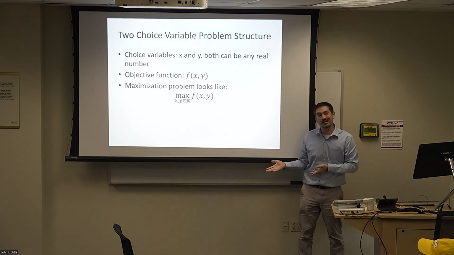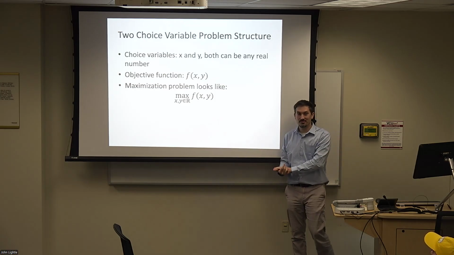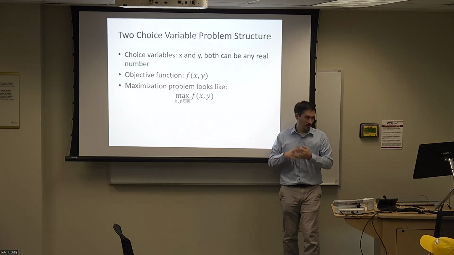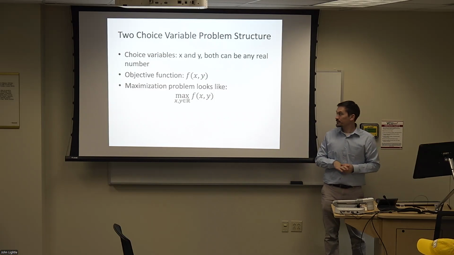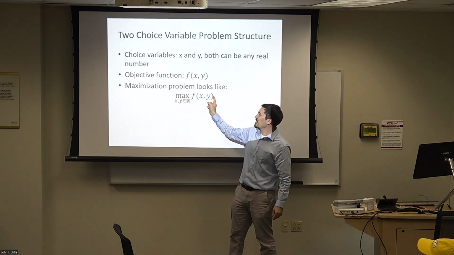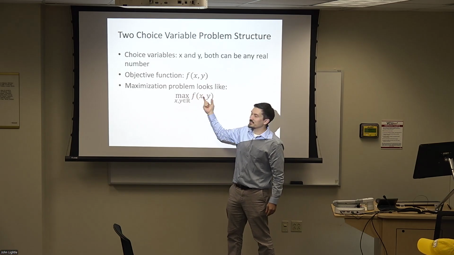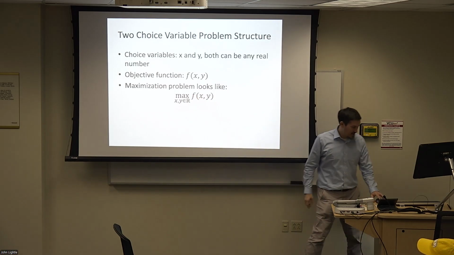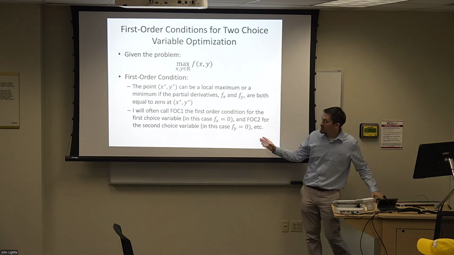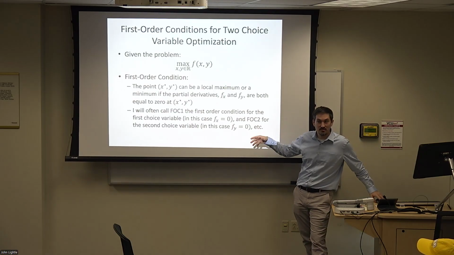So I'm going to wait and talk about constrained after the midterm, I guess, just to split it up that way, and just do unconstrained problems that look like this. I'm choosing x and y. They could be any real number, and the function I'm trying to maximize is this f of x and y. You guys have already seen this. Any questions about the first order conditions? Something like this.